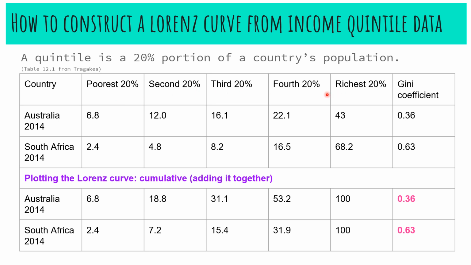So now you might be given a set of data. Here we have the quintile. A quintile is a 20% portion of the country's population. And you've got these 5 quintiles. And then you plot the Lorenz curve by adding it together. So you can see 6.8 plus 12 gives you 18.8, 2.4 plus 4.8 gives you 7.2, etc.